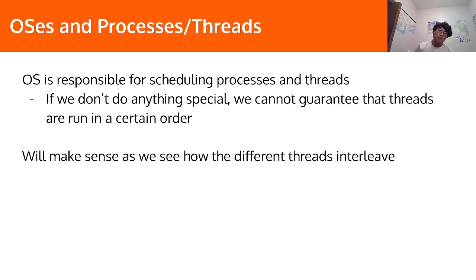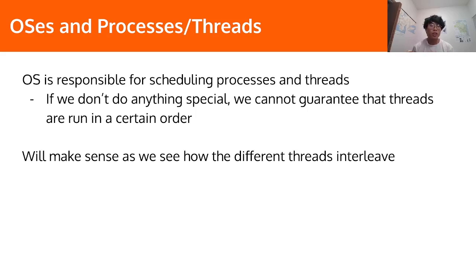Tying all this together, we talked about operating systems, processes and threads. So what is the relationship? The OS itself, like Windows or Linux, is responsible for scheduling the processes and threads. By scheduling, I mean it determines which process gets to run next on the CPU and how long it gets to run. Because if one process runs forever, other processes won't get a chance to run, and then your system will be stuck. So this is an important problem in operating systems called scheduling.